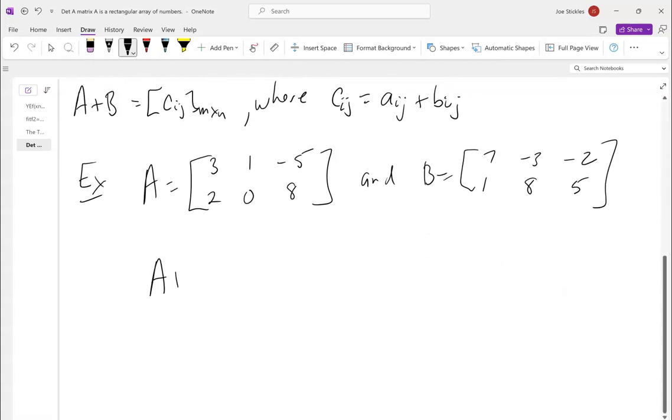What do you think we'll get for A plus B? Well, the first thing we should check is to make sure they're actually compatible to be able to add. Both matrices here have what dimensions? They're both 2 by 3, right? So I can add them together. So the result is also going to be 2 by 3, good.